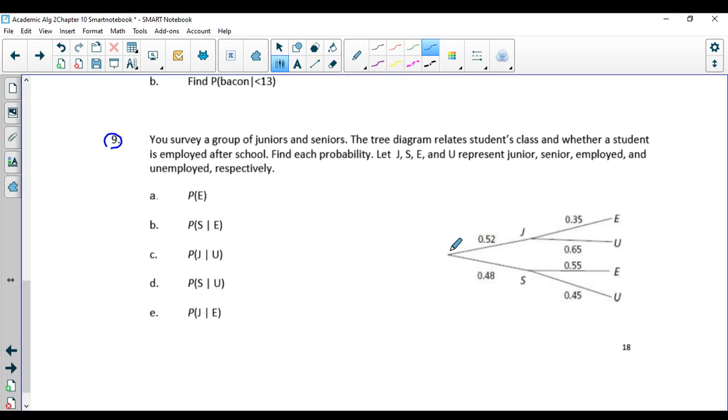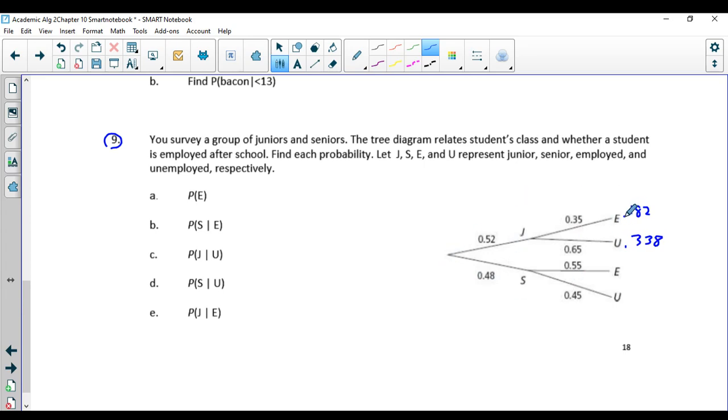All right, so here it says 52% are juniors, 48% are seniors. Of those juniors, 35% are employed, 65% are unemployed. For seniors, 55% are employed, 45% are unemployed. And remember, when we have a tree diagram like this, you multiply from branch to branch. So I'm going to multiply from branch to branch to find these end results. So a junior that's employed is 0.182. A junior that's unemployed, if I multiply 0.52 times 0.65, I get 0.338.